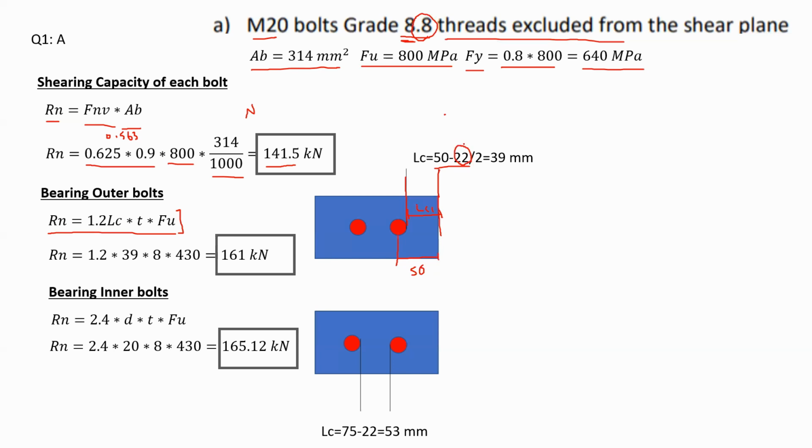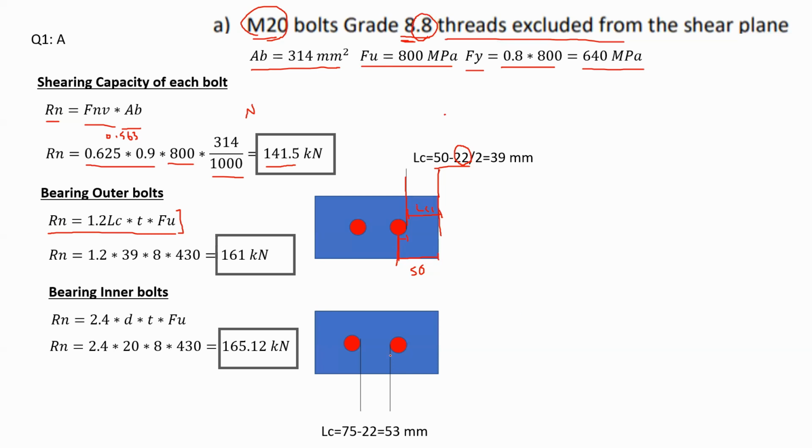So I'm giving an extra 2 millimeters to the size of the bolt hole as a whole, and I divide by 2 because it was originally given that it is from the center. So I'm subtracting half the hole diameter. And therefore LC1 would be equal to 39 millimeters.